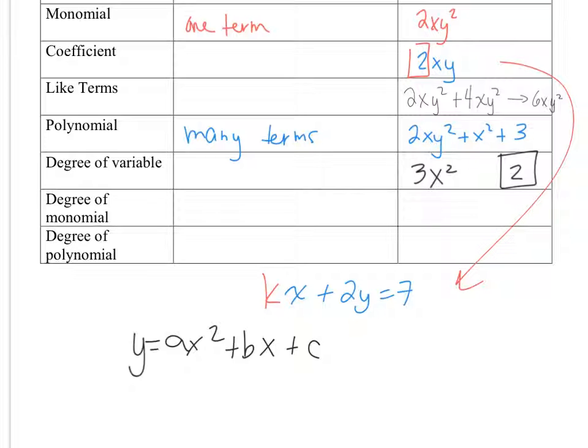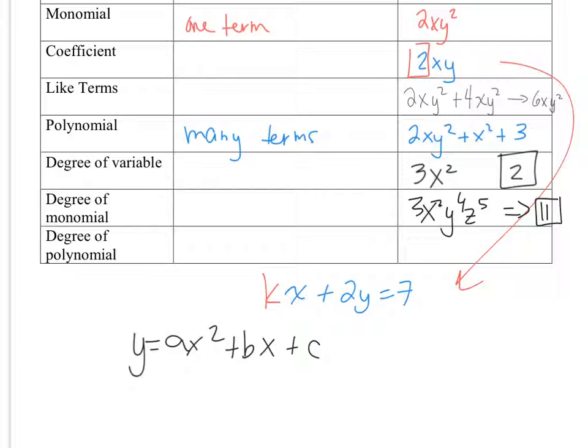So for example, if we have 3x squared, y to the fourth, z to the fifth, the degree of the overall monomial would be the sum of those degrees. So x's degree is 2, y's degree is 4, z's degree is 5. 2 plus 4 plus 5 gives us a degree, in this case, of 11.